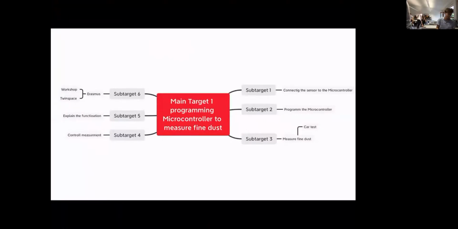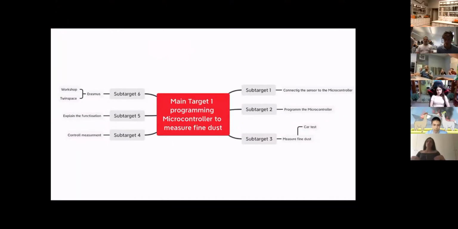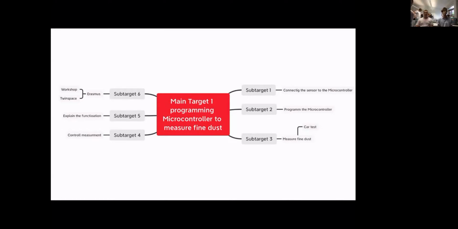So our German group presentation about the work in the last months. Okay, then I'm going to start. At first, I would like to say that we're 3 different groups in Germany. So we have 3 different kinds of measurements and different sensors. At first, I will start for my group. That's the group measuring fine dust.